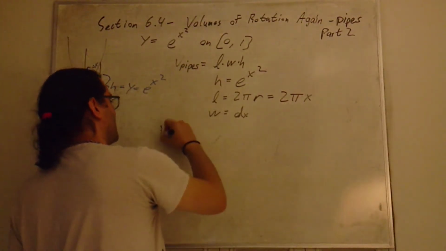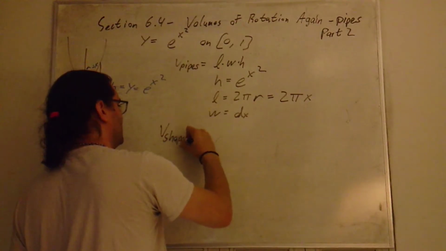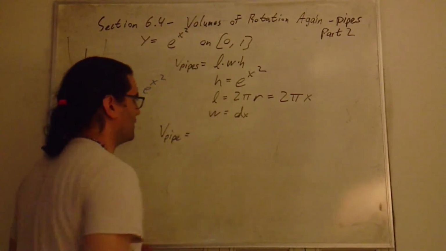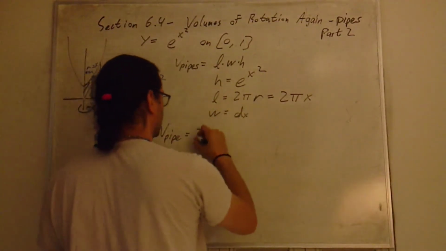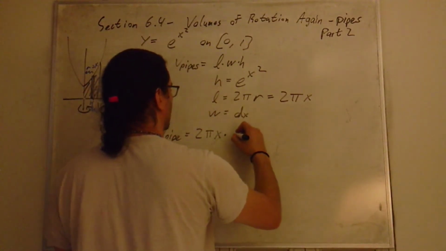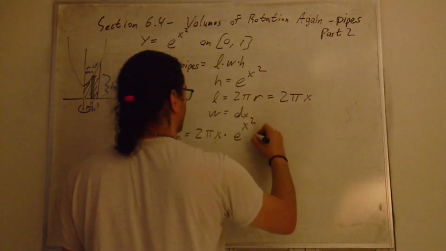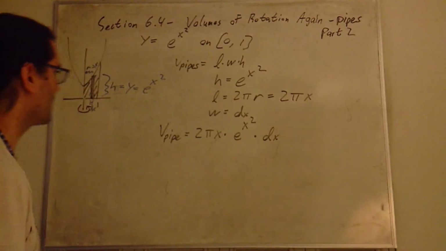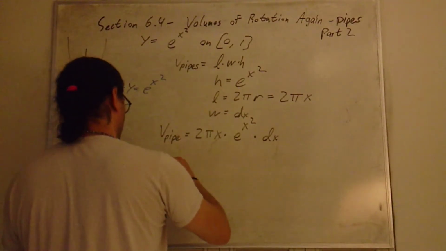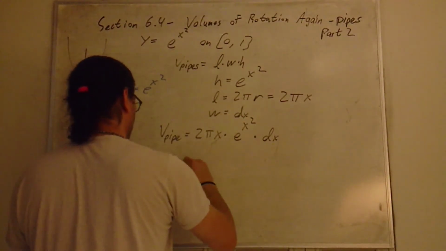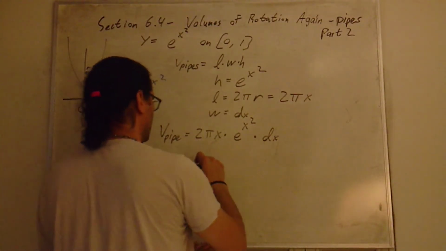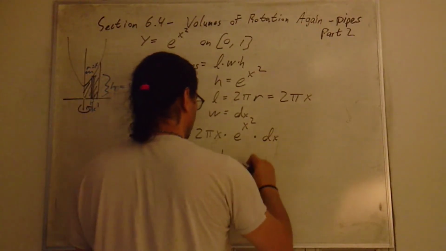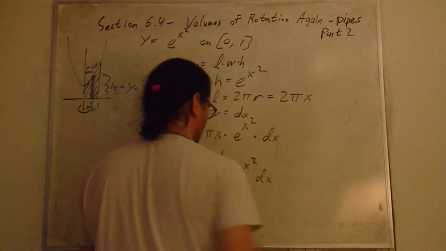So the volume of my shape, the volume of the pipe, when you put all this together, should be 2 pi x times e to the x squared times dx. And so the volume of my shape is 2 pi times the integral from 0 to 1 of x e to the x squared dx.